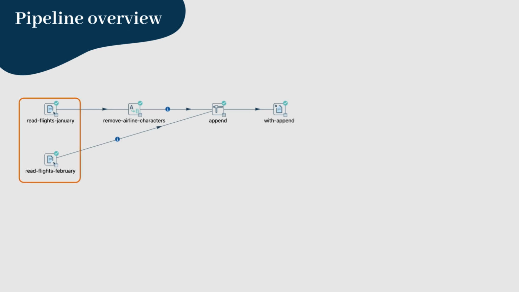The pipeline starts with 2 text file input transforms. Then, with the replace in string, we clean the operating airline column. The Append Streams transform combines the clean January data with the February data.